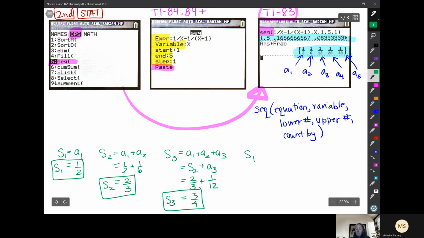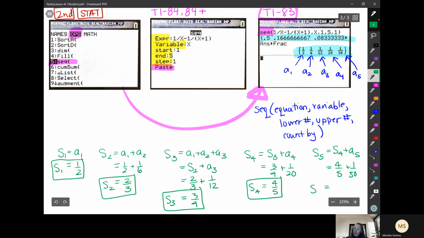Okay, so s sub 4. You don't have to write it all these different ways, but I just want to give you guys options for how to think about it. So s sub 4 is going to be s sub 3 plus a sub 4. So it's 3/4 plus 1/20. And when I add that, then I get 4/5. And maybe you see the pattern happening already. S sub 5 is going to be s sub 4 plus a sub 5. So it's 4/5 plus 1/30, which is equal to s sub 5 then is 5/6.